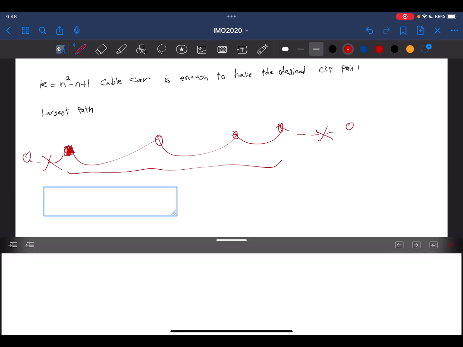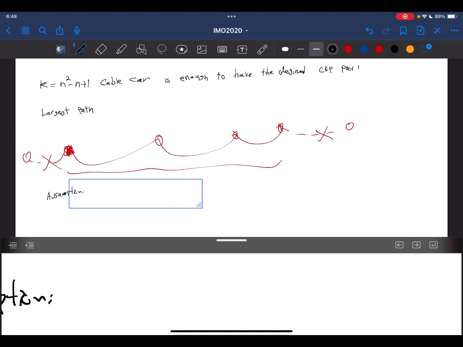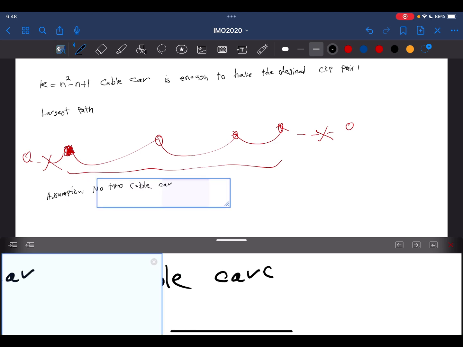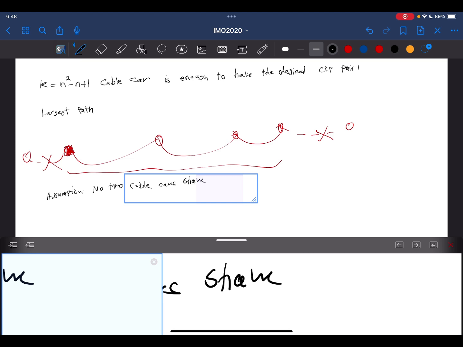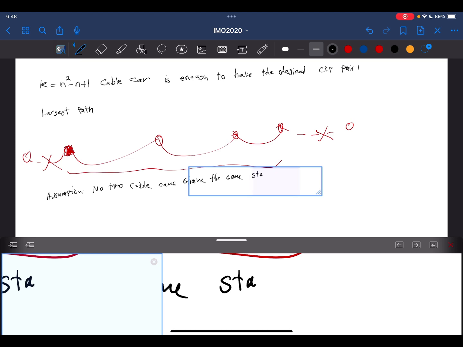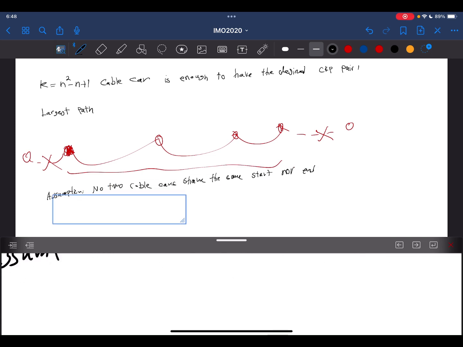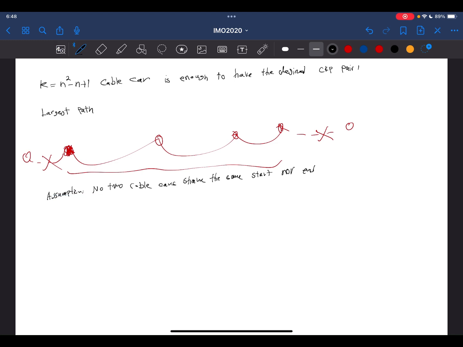And because of the assumption that we had, no two cable cars share the same start or end, then because of this assumption, these largest paths are completely disjoint. That means they do not share any edge or even any vertex. They do not share any checkpoint.